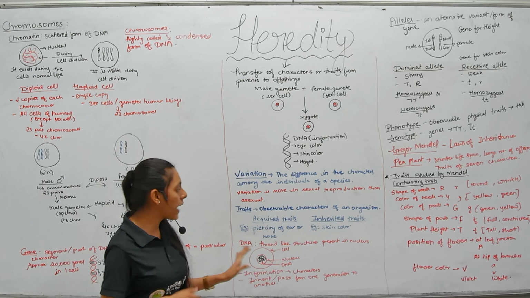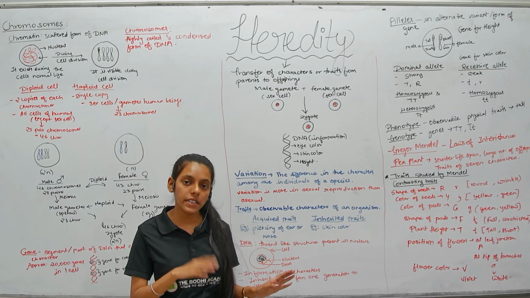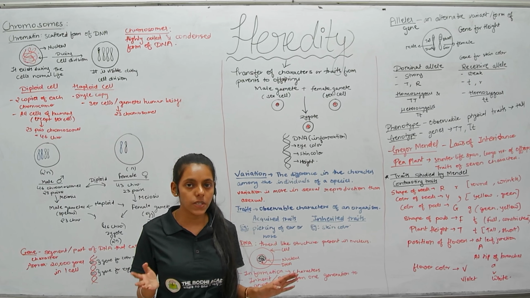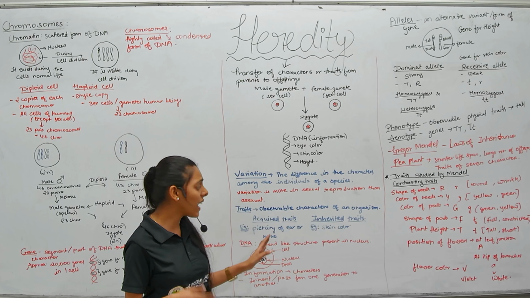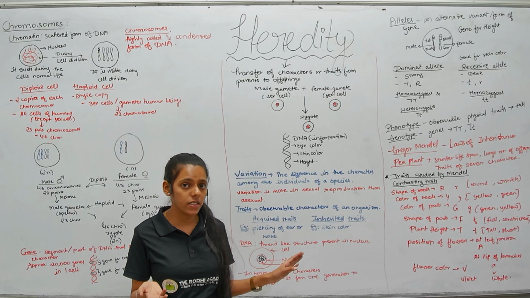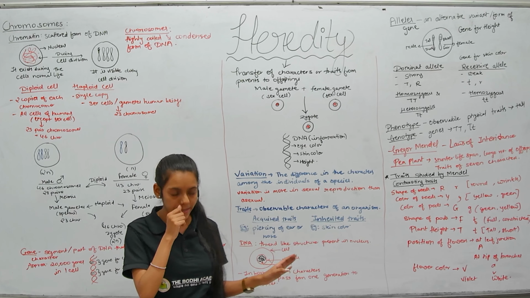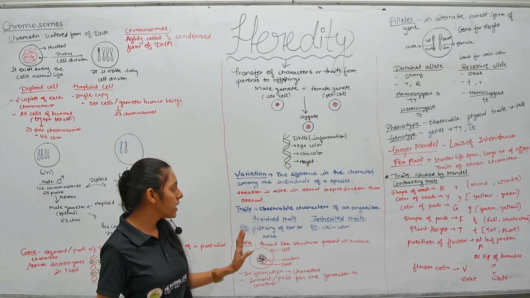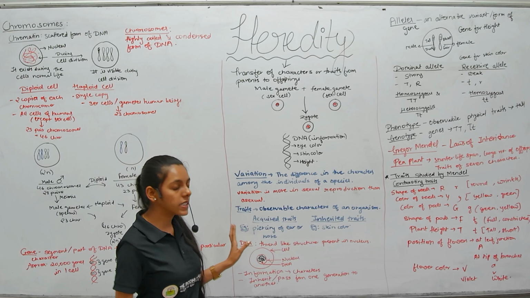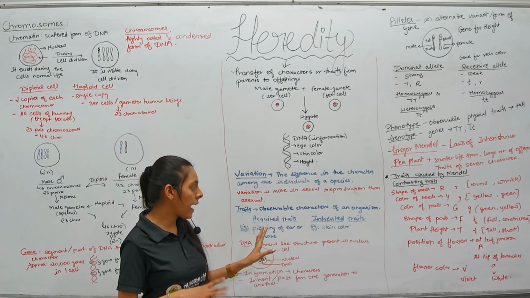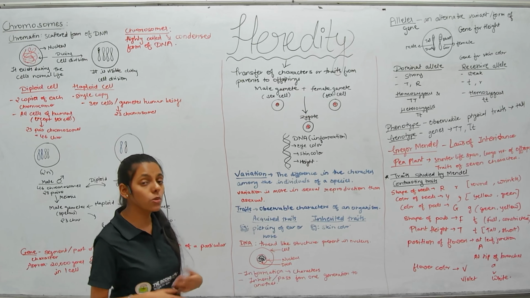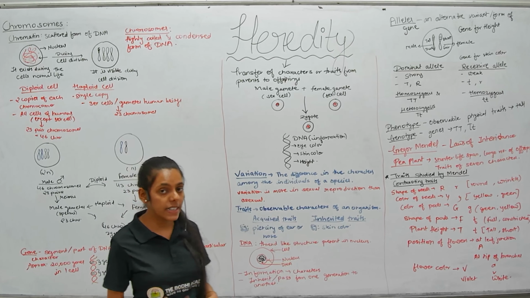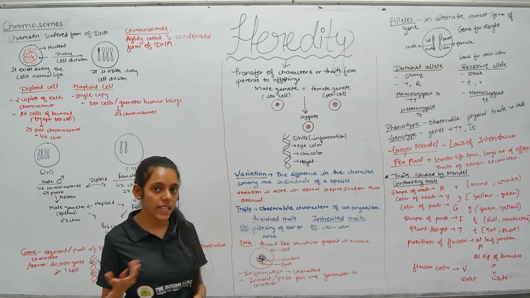Then inherited traits are the ones which are inherited from the parents, which are passed on from the parents to the offsprings, like skin color or eye color, or height. So these are the inherited traits. Acquired traits are not passed on; inherited traits are passed on. Then we need to know some terms now: DNA, chromosomes, homozygous, heterozygous.